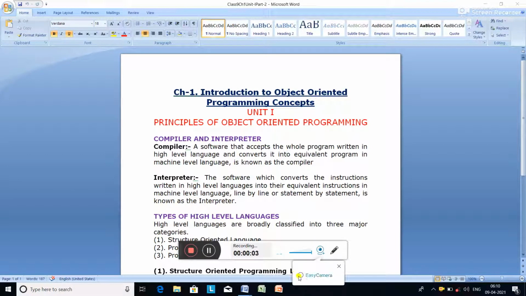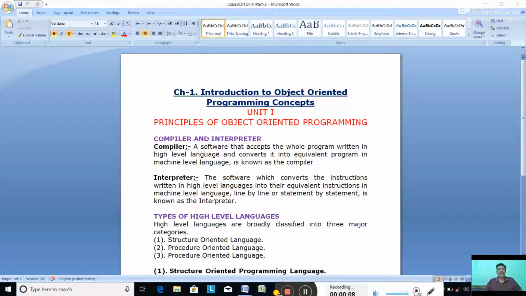Hello class 9. In our last computer class, we started chapter 1, Introduction to Object-Oriented Programming Language, Unit 1, Principles of Object-Oriented Programming. Okay. So in the beginning, we started the types of computer language. There are two types of computer languages, low-level languages and high-level languages. Again, there are two types of low-level languages, machine-level language and assembly-level language. And we discussed the advantages of assembly level language, limitations of assembly level language, and what is the high level language.